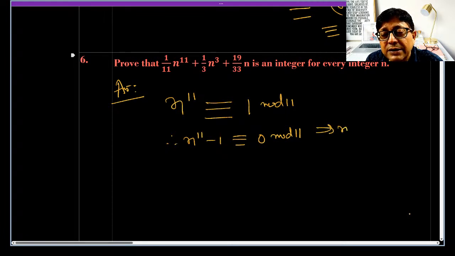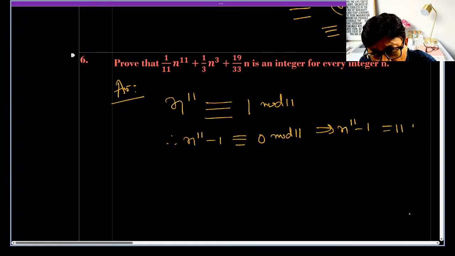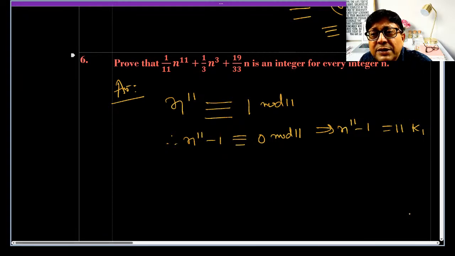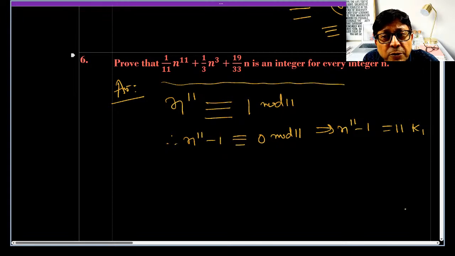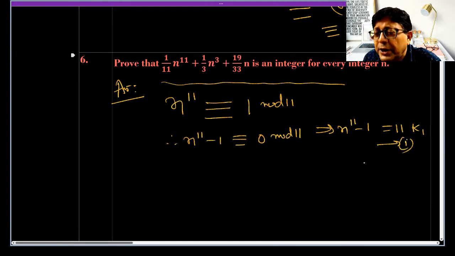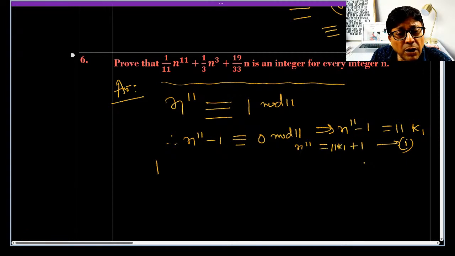So can't I write n to the power 11 minus 1 equal to 11 into an integer k1? k1 is a positive integer we are taking. Okay, do it for positive integers. Number theory is for positive integers. So k1 is a positive integer. Initially we assume this. You got n to the power 11 now 11 k1 plus 1.